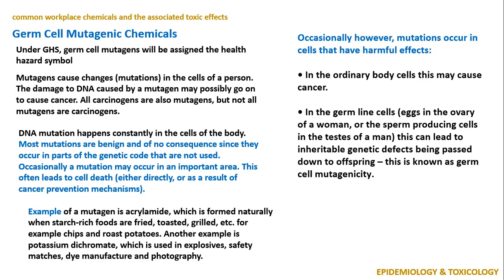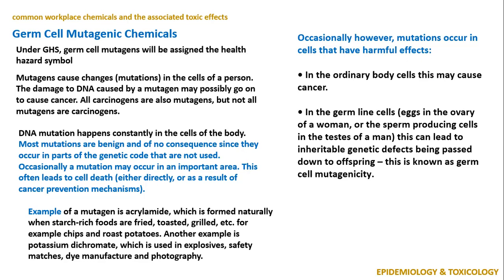It is a mechanism. An example of a mutagen is acrylamide, which is formed naturally when starch-rich foods are fried, toasted, grilled, etc. For example, chips and roast potatoes. Another example is potassium dichromate, which is used in explosives, safety matches, dye manufacture, and photography.